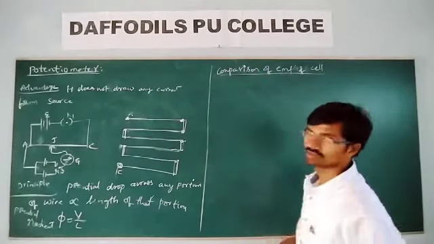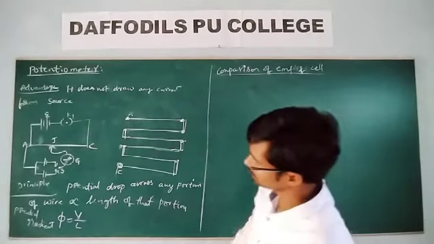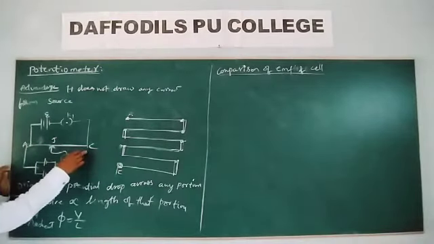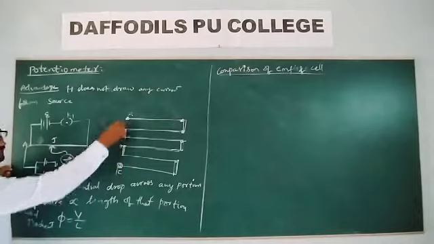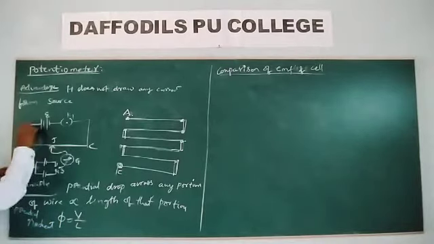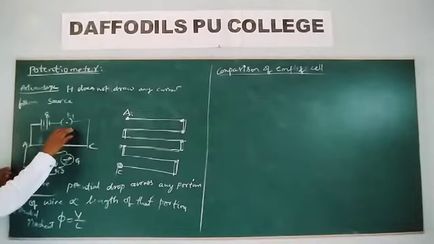Comparison of EMF of cells. Same circuit. Let us take a potentiometer wire AC. Actually, this is the arrangement of the potentiometer, but we have taken it as a single wire. The more the length, the more the sensitivity of the potentiometer. Now across A and C, we connect a battery and a key.